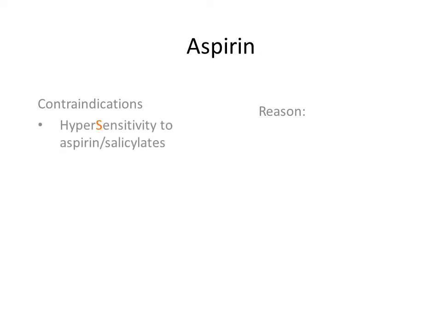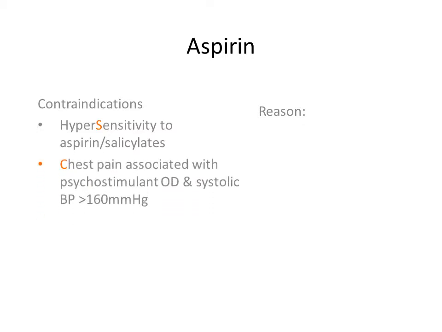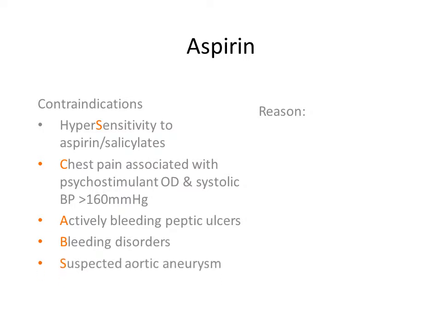So firstly, hypersensitivity to aspirin or salicylates. Second, chest pain associated with psychostimulant overdose if the systolic blood pressure is greater than 160. Third, actively bleeding peptic ulcers. Fourth, bleeding disorders. Fifth, suspected aortic aneurysm.